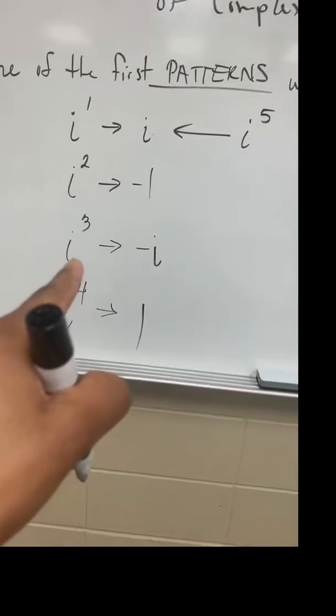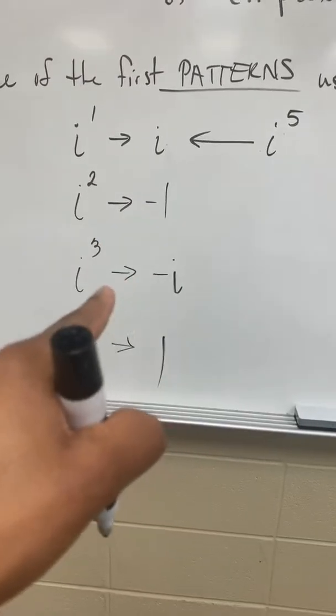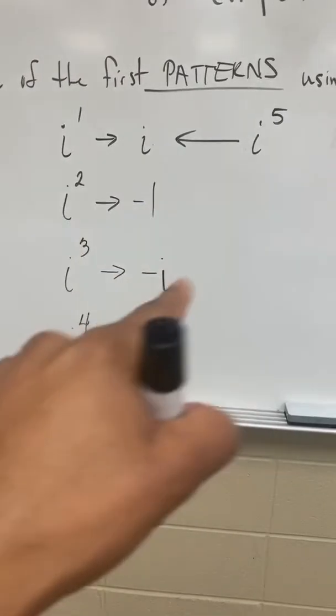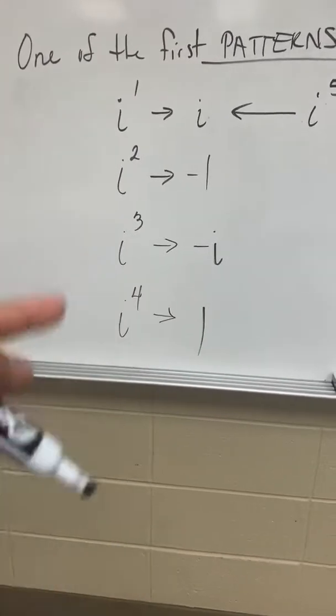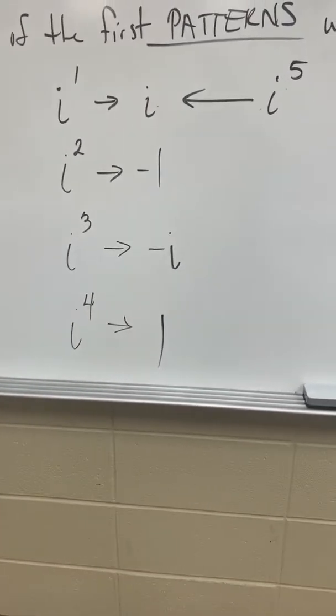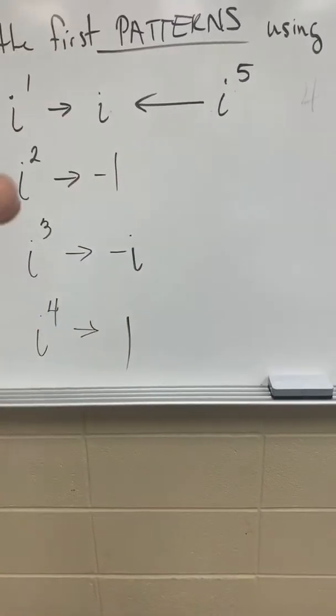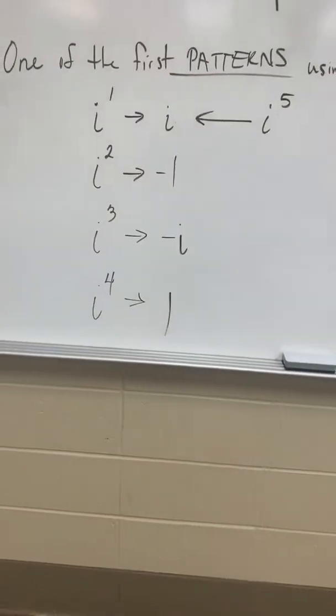I to the third power, 7th, 11th, 15th. All of those will happen here. And then i to the fourth power, 8, 12, 16, so on and so forth. And it just keeps recycling its way back through this pattern.